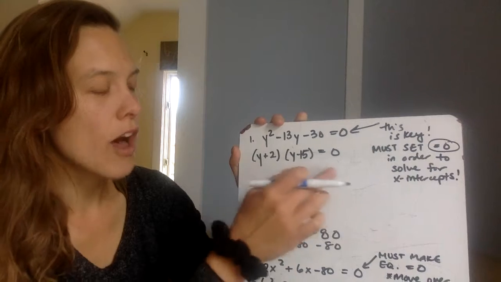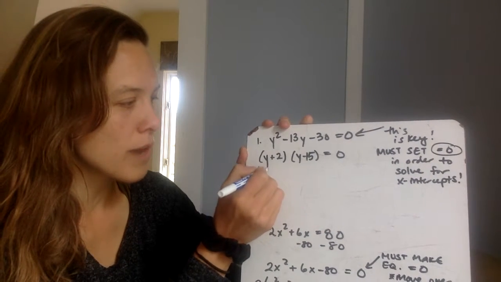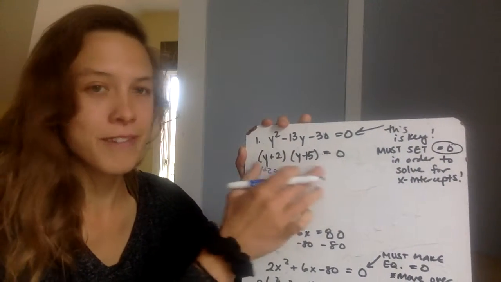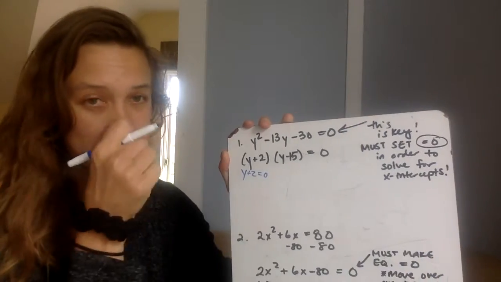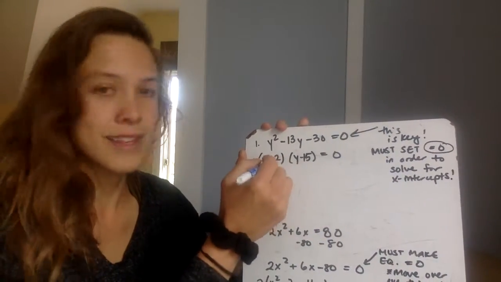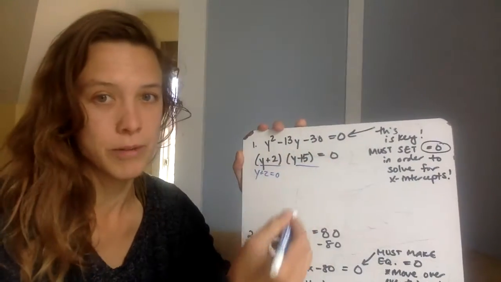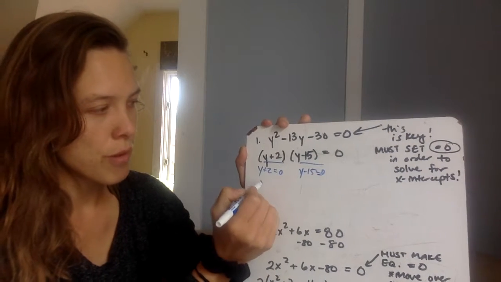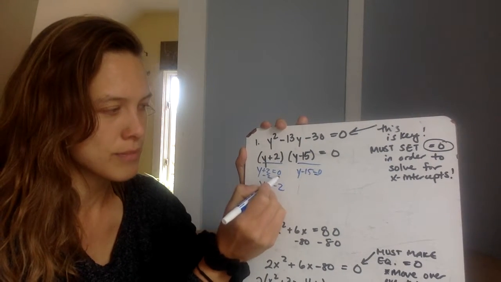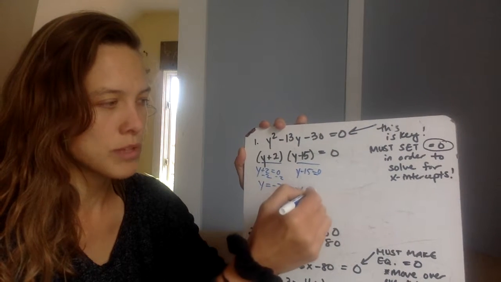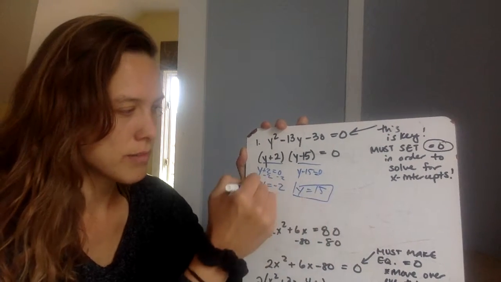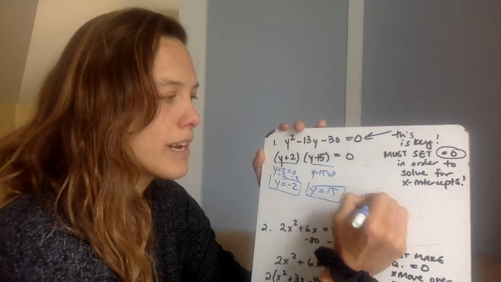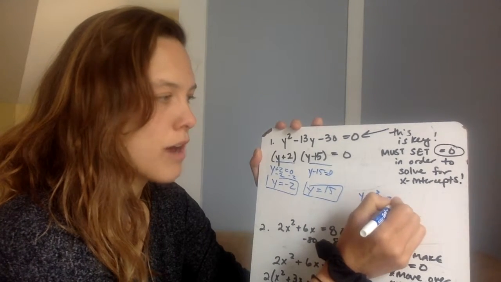Now, in order to solve this, I know that y plus 2 can equal 0, because if this binomial equals 0, then whatever the other factor is, the whole thing is going to be equal to 0, because 0 times anything is 0. So I can set this binomial equal to 0, and I can set this binomial equal to 0. y minus 15 equals 0. Now I can solve for both. y equals negative 2 here, because I subtract 2 from both sides, and y equals positive 15 here. So those are my two answers. And if you want to write this in roster notation for practice, we can write it as y equals negative 2, comma 15.